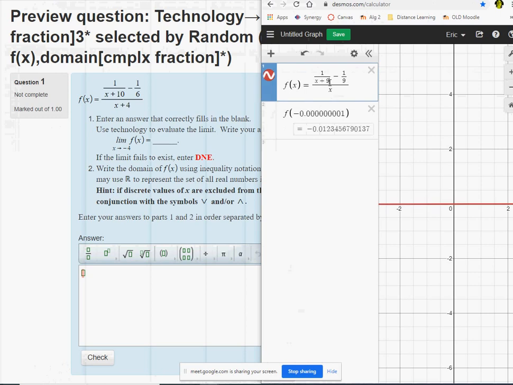So I'm going to change this slightly. We have 1 plus x plus 10 minus 1/6 divided by x plus 4. And we're trying to evaluate this limit as x approaches -4.